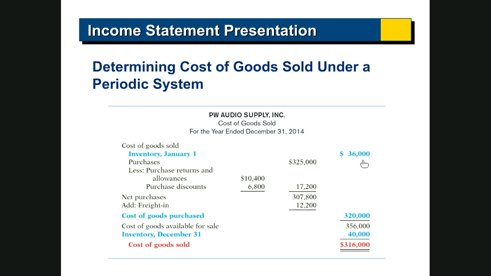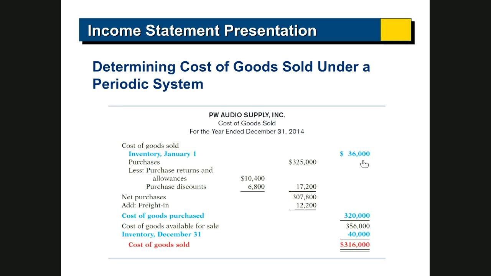In perpetual, I continue to add to this inventory as I go throughout the year. But in periodic, I don't. I put everything in purchases, minus the purchase returns, minus the purchase discounts, plus the freight fee, right? Then I have the total purchases, which is 320,000. That 320,000 is the inventory that I purchased. In the perpetual, I would have added that 320,000 to my inventory every time I made a purchase of inventory.